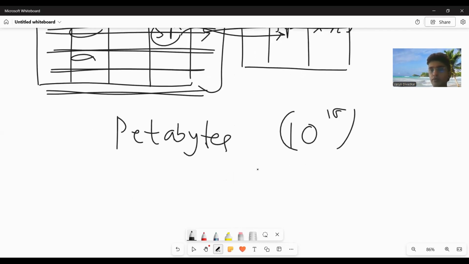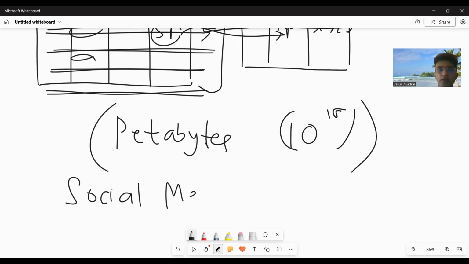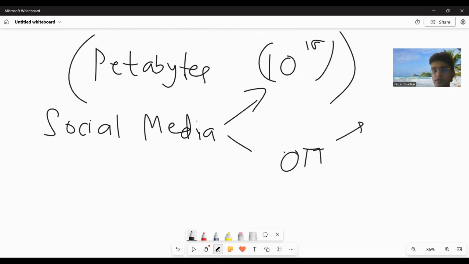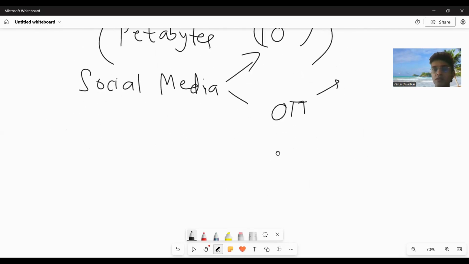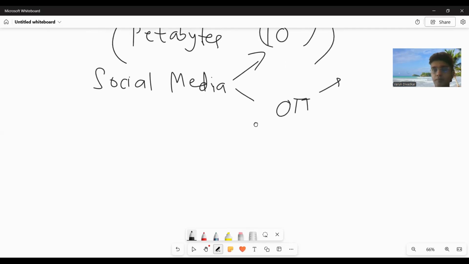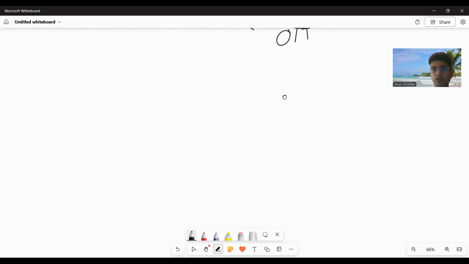If such is the intensity of data which you want to manage on a daily basis, that's what social media and OTT basically do. On a daily basis, they are handling this much amount of data, 10 raised to 15, your OTT platforms, your Netflix, your Amazon, they are all doing this. So how do you think it's going to be managed in such a small and concise framework? That's not possible. So to realize that, we have come up with the paradigm of big data.